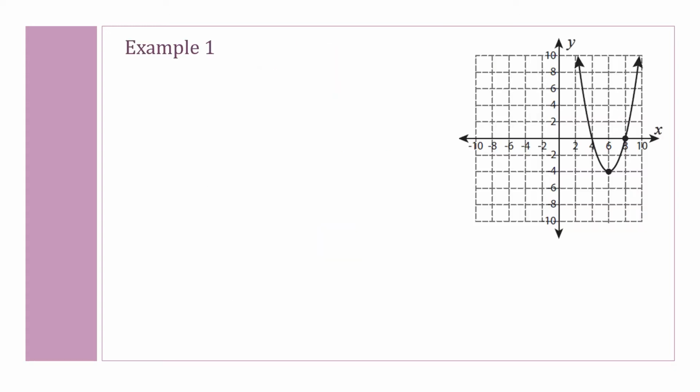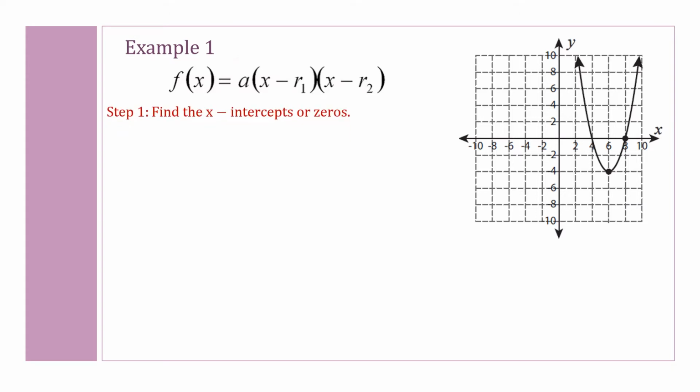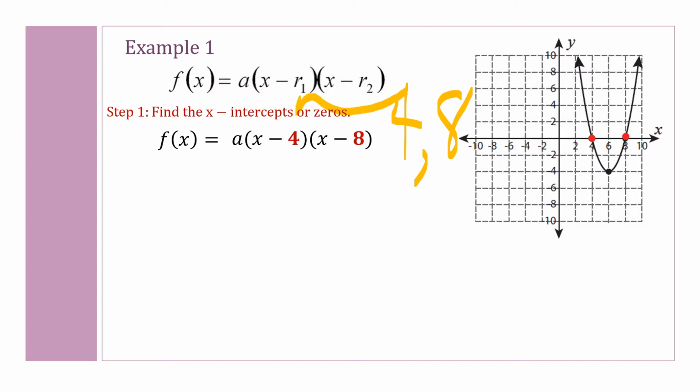So let's look at the first example. Here you have a graph, and we're going to take this graph and put it in the factored form, f of x is equal to a times the quantity of x minus r sub 1 times the quantity of x minus r sub 2. The first thing we need is to find the x-intercepts or the zeros. In this case they would be 4, that's one of them, and the other one is 8. So we'll take those two zeros and replace them where you see r sub 1 and r sub 2. So we end up with the formula f of x is equal to a times the quantity of x minus 4 times the quantity of x minus 8.